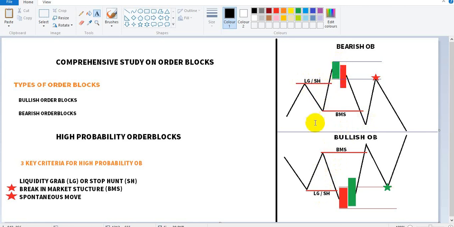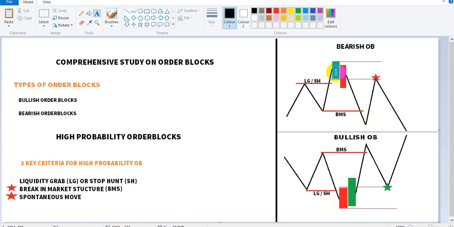When price is moving upward, we see series of bullish candles. The last bullish candle that takes out liquidity, or the last bullish candle before the downward move that breaks market structure, should be regarded as the order block. The last bearish candle before the upward move that broke market structure is what I consider a bullish order block in this case. The last bullish candle before the spontaneous downward move that broke market structure is what I consider a bearish order block in this case.